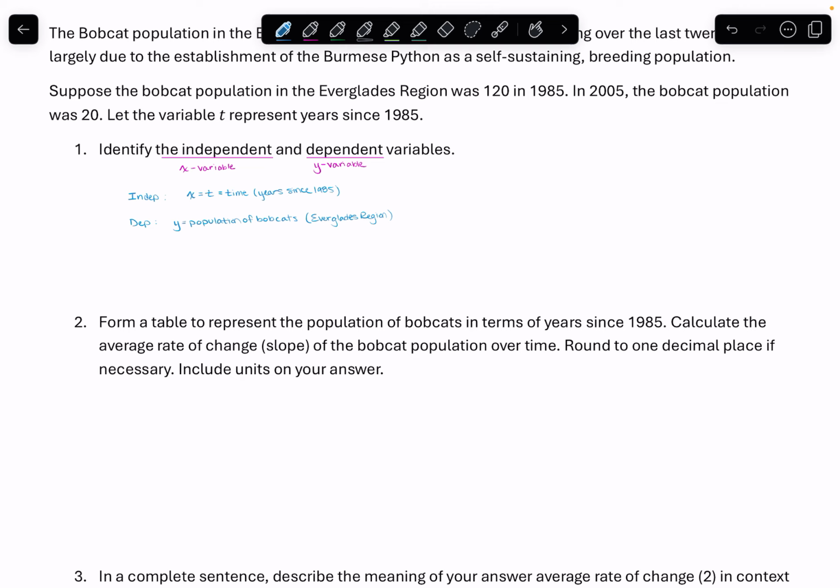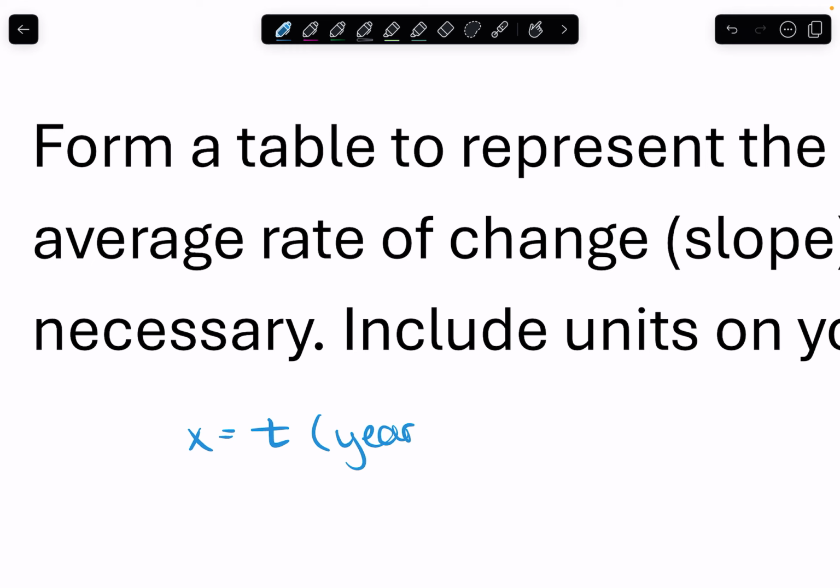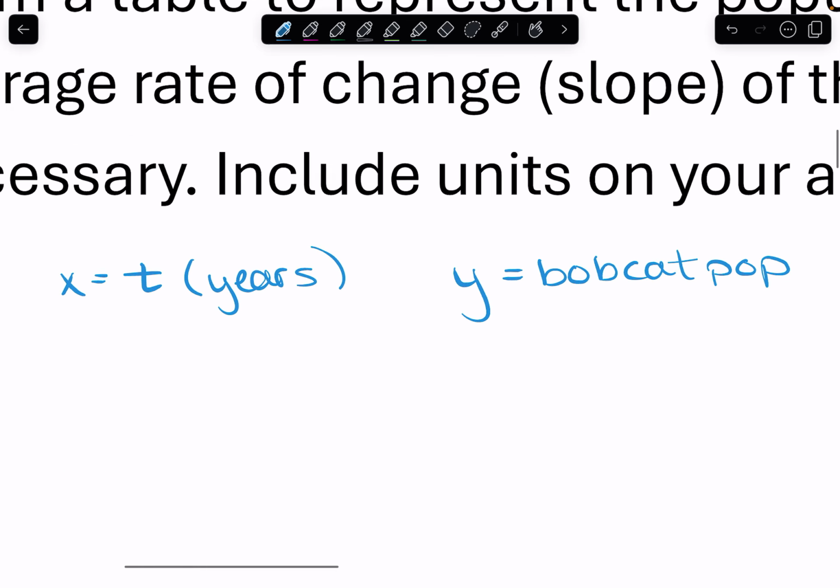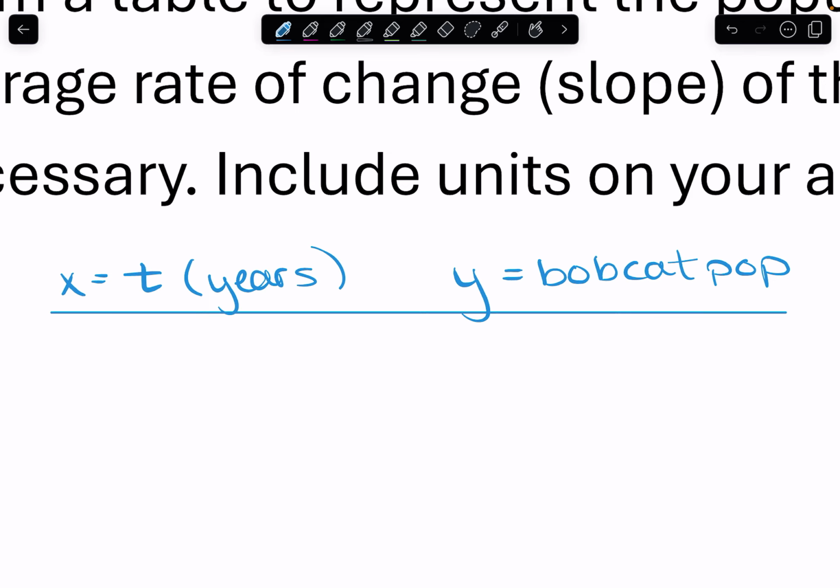So one thing at a time: form a table. We're representing the bobcat population in terms of years since 1985. So if you want to call it x equals t, which is our years, I'm just going to put years, and then my y equals the bobcat pop. You can do your table horizontally or vertically. I like vertical tables, so I'm going to run it in two columns, x and y.